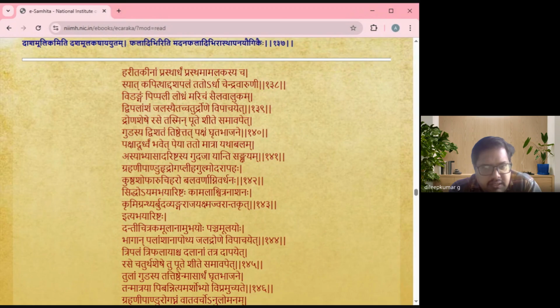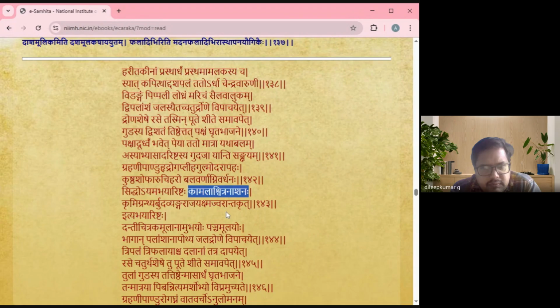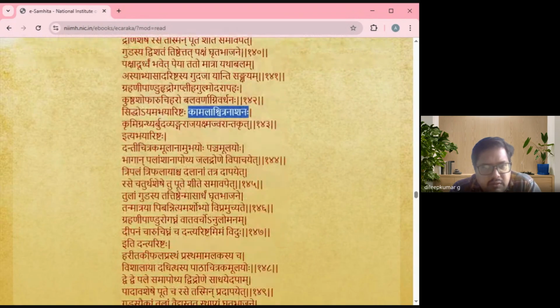It can be utilized in Grahani, Pandu, Rudroga, Pleha, Gulma, Udarapaha, Kushta, Shofa, Ruchihara, Balavarna, Agnivardhana, Kamala, Shvitranashan. It is also useful for Kamala and Shvitranashan. Krumi, Granthi, Arbuda, Vyanga, Rajayakshma, Jwarantakrit. These are all the indications of Abhayarishta.